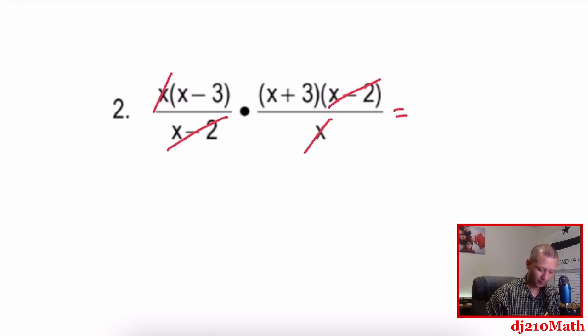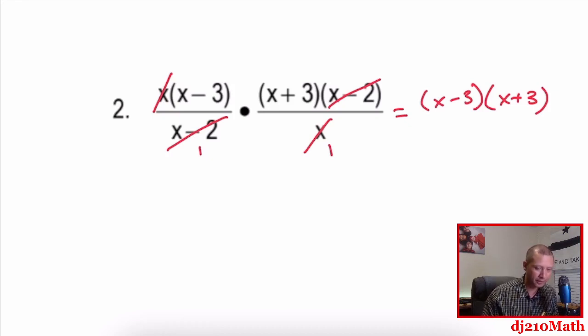So what we have left over is going to be x minus 3, x plus 3. So underneath in the bottom, when you cancel things out, it's understood that there's a 1 left behind. And when there's a 1 left behind, we don't have to write anything. So just know that.